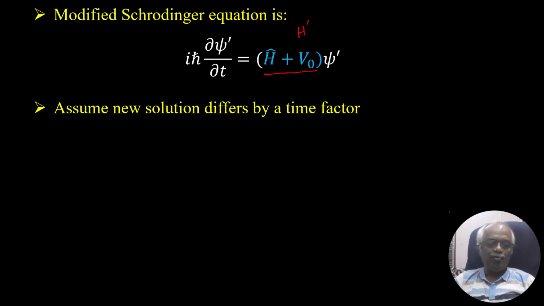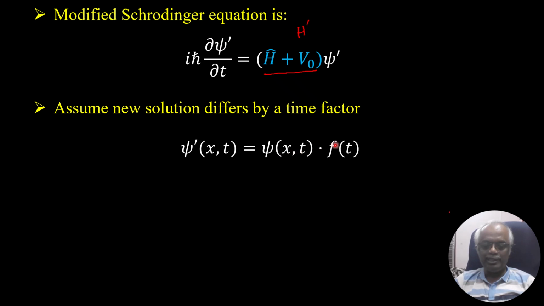Then what is the solution? Assume a new solution. We know the solution psi of the original Schrödinger wave equation. Now this is the modified Schrödinger equation. The new solution differs by a time factor, which I am going to show. That is, psi prime of x and t, which depends on position and time, is equal to psi of x and t multiplied by f of t, where f of t depends purely on time only.